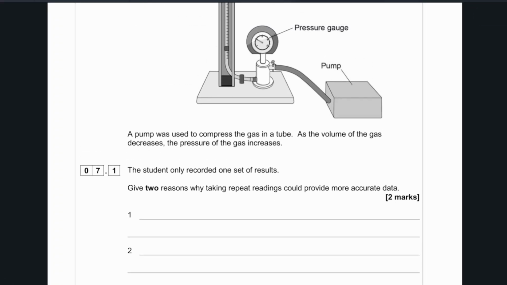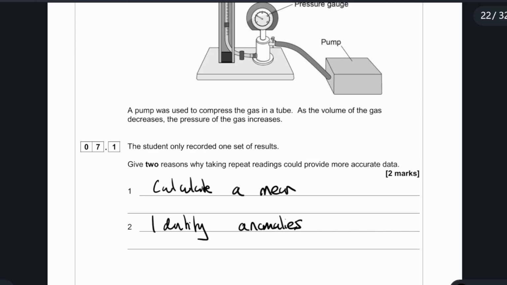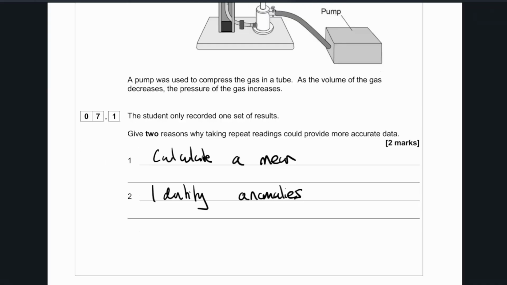The student only recorded 1 set of results. Give 2 reasons why taking repeat readings could provide more accurate data. Well, we should know why we actually use repeat readings. First thing is to be able to calculate a mean. When we calculate a mean, it gives us a more accurate result. Or we can also use repeat readings to identify anomalies. So those are the 2 points I'd put there. If you take repeat readings, you can easily see if one of your readings is completely out of whack.